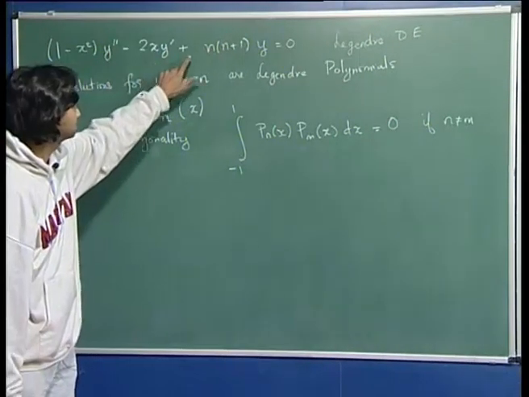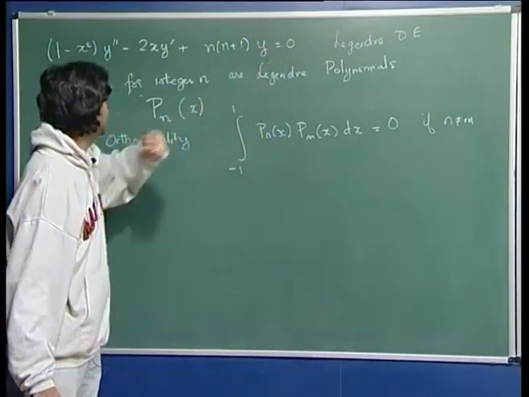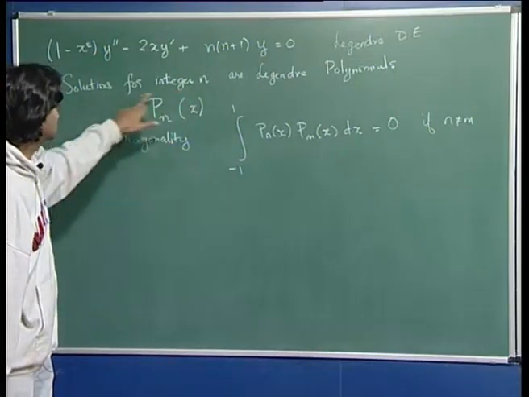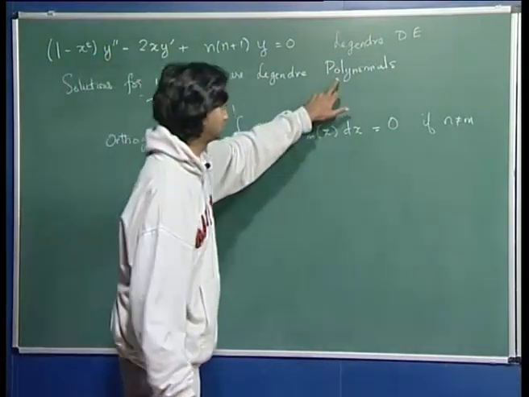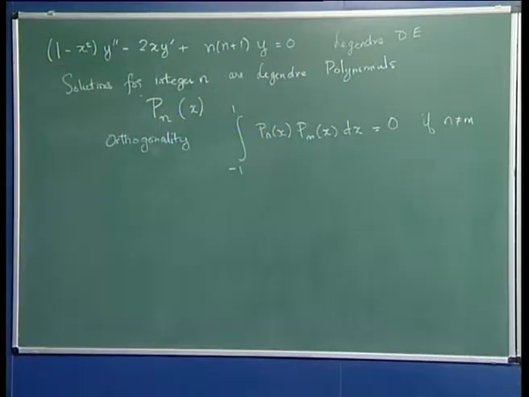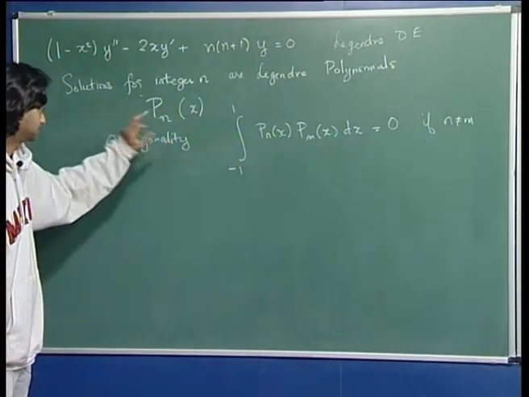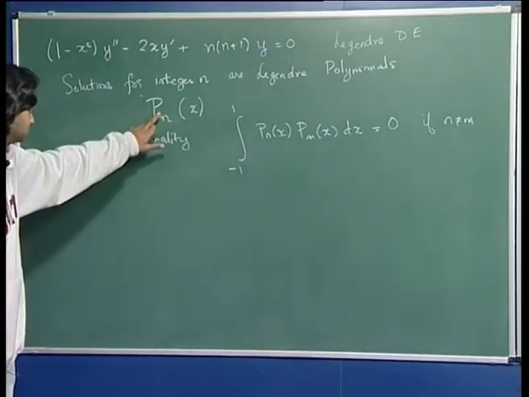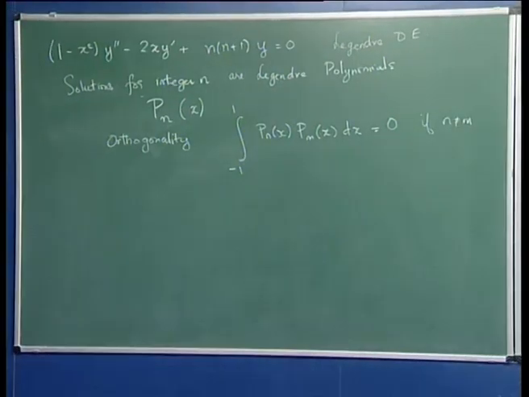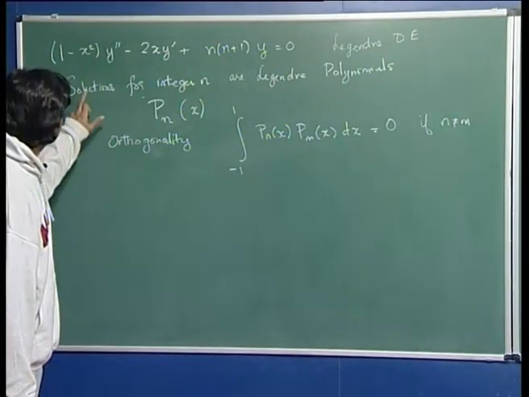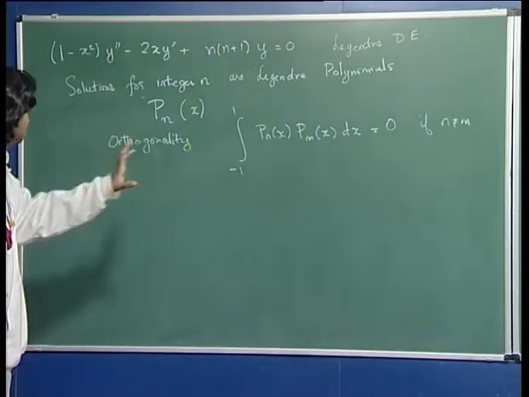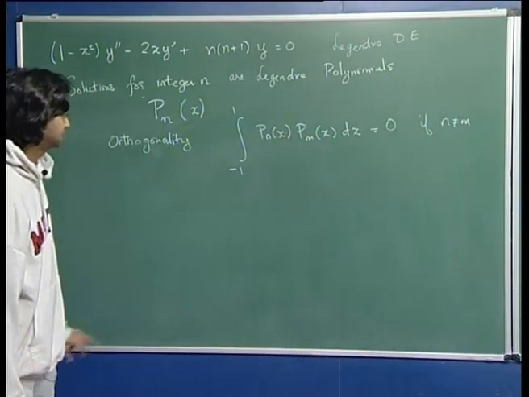(1 - x²) y'' - 2x y' + n(n + 1) y = 0. Now, when n is an integer, the solutions are what are called Legendre polynomials. So, they go from infinite series to polynomial, and they are denoted by P_n(x). P_n(x) is a polynomial of degree n. Now, it turns out that these Legendre polynomials are orthogonal in the following sense.